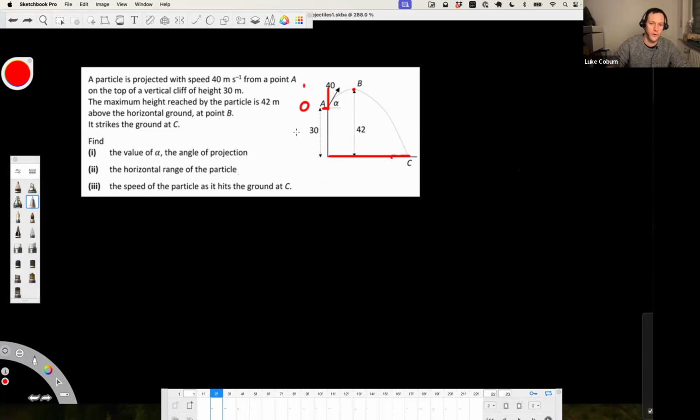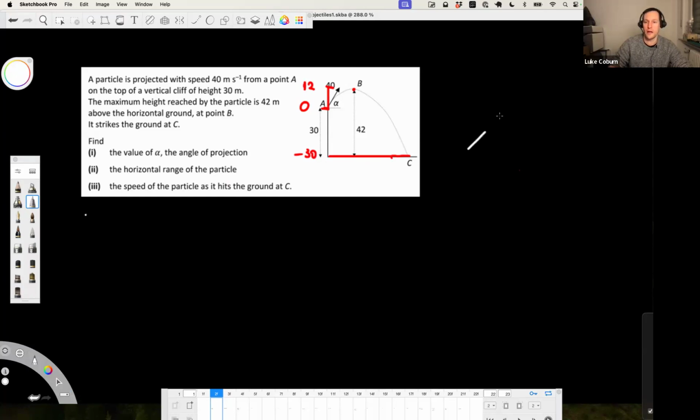All right. So what I'm going to do in this question is say that the top of the cliff is not plus 30 meters, but is actually at 0 meters. The maximum height here is not 42, it's 12. And where it hits the ground at C is actually at minus 30. Now I'm going to start writing down what I know.